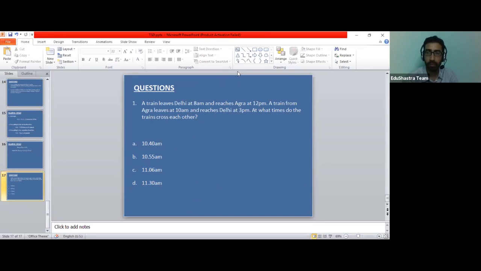Now, the only thing I want to repeat, as I said when I was talking about relative speed, is this. There are 2 points, Delhi and Agra. The train from Delhi leaves at 8 a.m. to reach Agra at 12 p.m. Takes 4 hours. The train from Agra leaves at 10 a.m. to reach Delhi at 3 p.m. It takes 5 hours. This train is taking 5 hours. This is taking 4 hours.